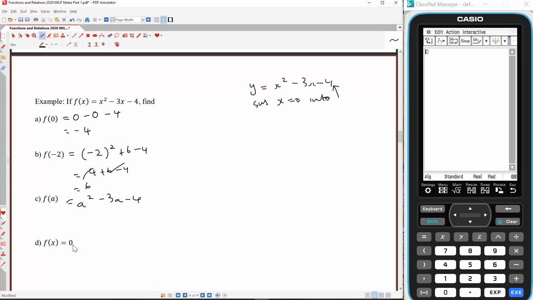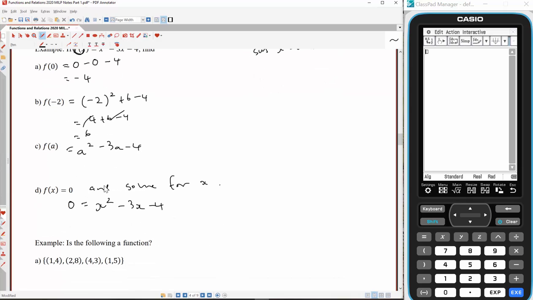f of x equals 0. Now this means something different to this. What this means is, can you please replace f of x with 0? So what we're going to do is do that. 0 equals, so I'm just replacing f of x with a 0. Okay, and although it doesn't say it, what we're going to do is solve. So let's add a little bit to the question here. We're going to say f of x equals 0 and solve for x.